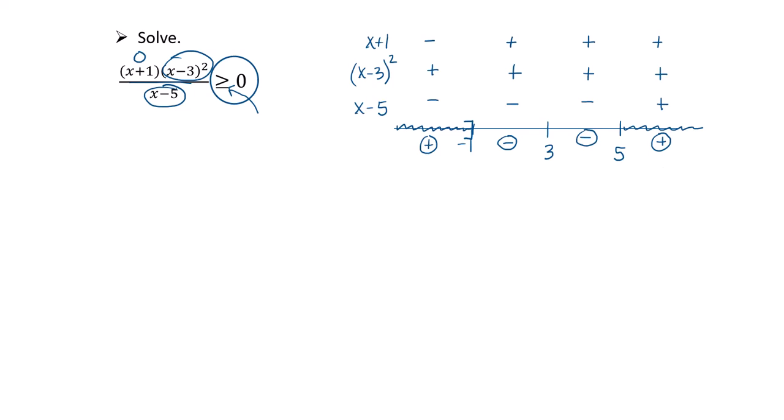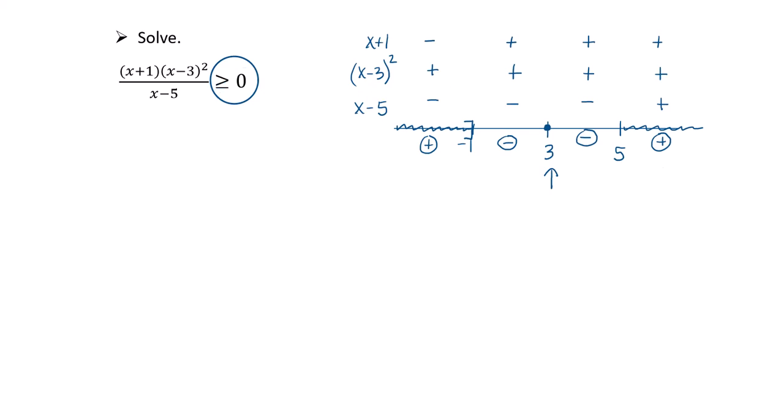How about 3? I'm looking at 3. 3 plus 1 is 4. 3 minus 3 is 0, and 0 squared is 0, so I have 4 times 0 on the top, and 3 minus 5 is negative 2. So I have 0 divided by negative 2, which is equal to 0. So I would include the number 3. Nothing to the immediate left and right of it, but just that number 3.